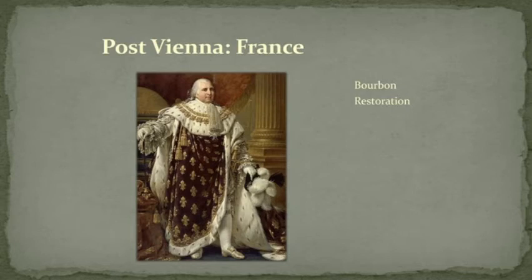He kept some of the reforms, equality before the law. So he didn't try to put the caste system back in, the estate system back in. He allowed religious liberty for the most part, though he favored the Catholic Church. And he kept the Napoleonic Code.